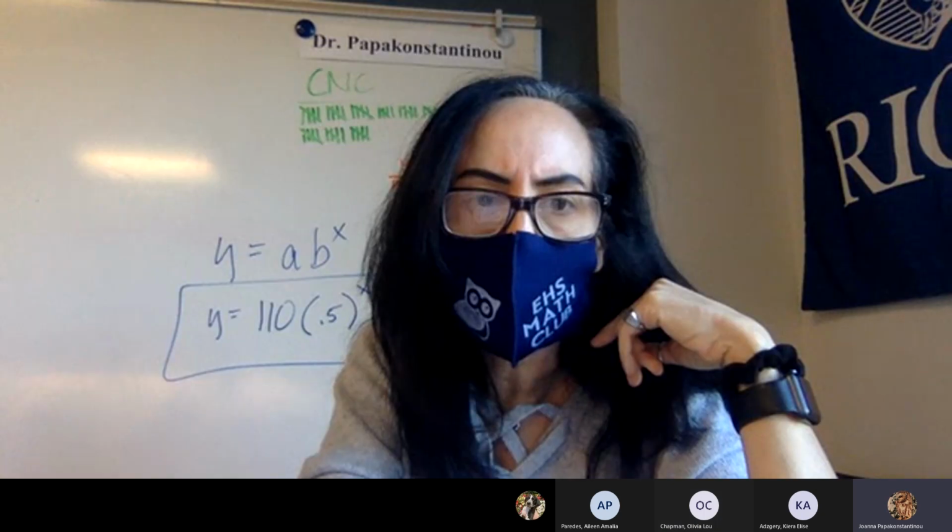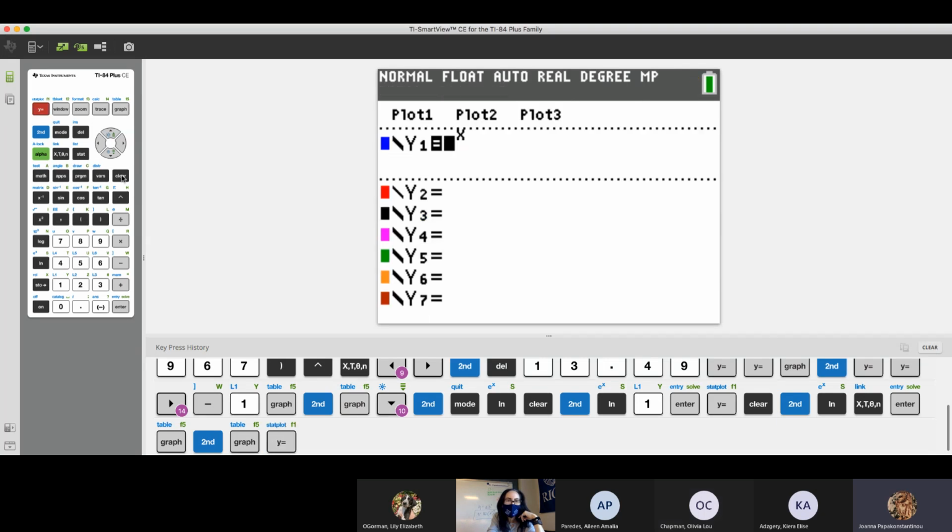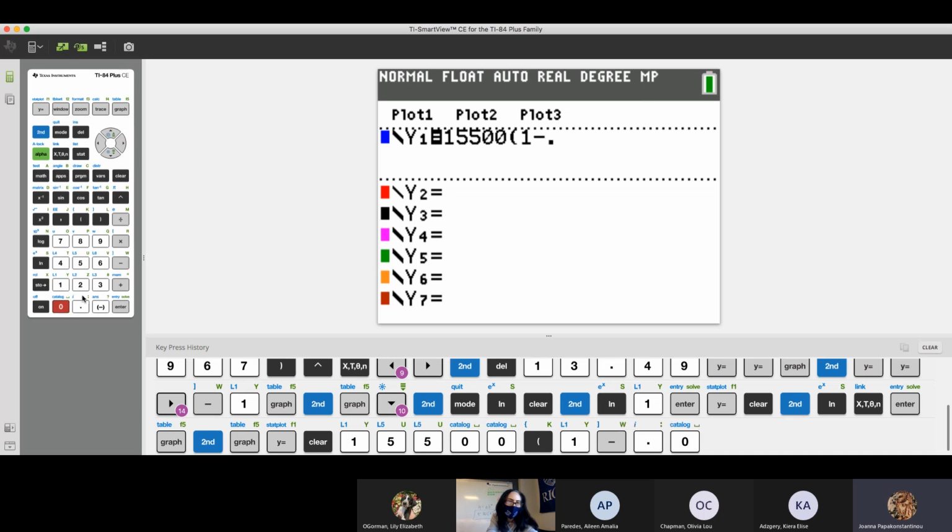Okay, and I'm entering in the equation. Let's see what the equation was. Can we do the example 4? Yeah, that's what I'm trying to go back and see. Okay, so I'm going into the calculator and I'm going to put in 15,500. I'm putting in the equation that we are given: parentheses 1 minus 0.03 close parentheses raised to the x.